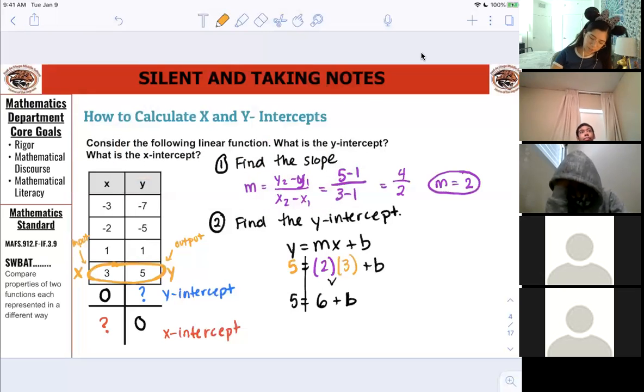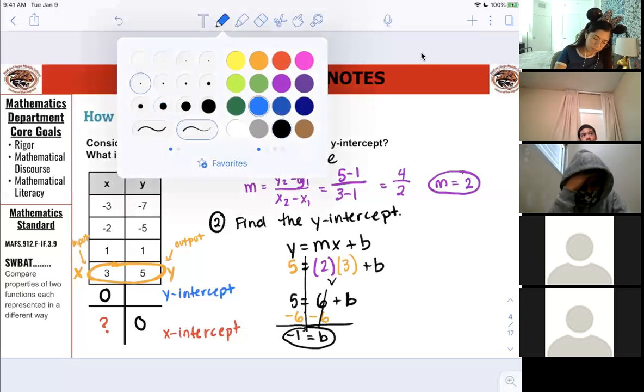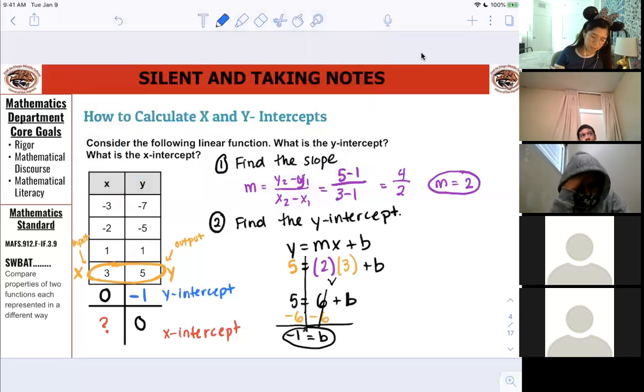Yeah, 6, okay, good. I'm going to subtract 6 on both sides. So what does that make my b? 1. Close. Think about it. We're doing 5 minus 6, though. Yeah, -1, JC. Good job. -1. So b is -1, which means that my y-intercept, I didn't know it before, but now I can fill it in my table. My y-intercept is 0, -1.